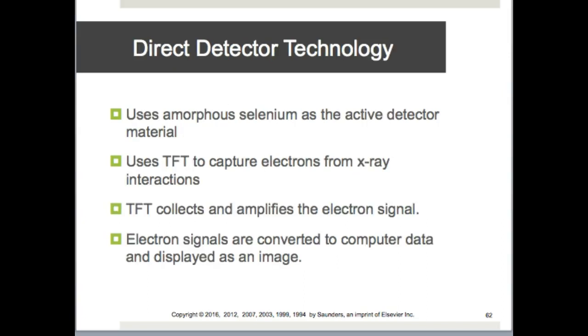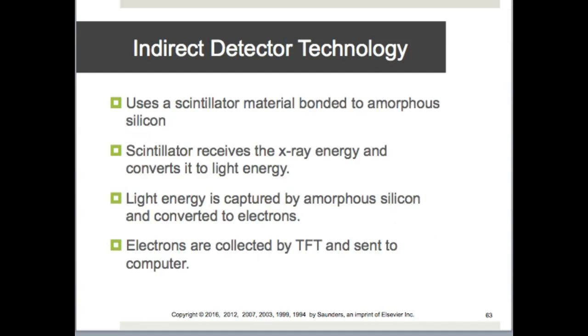All right, direct detector technology uses amorphous selenium as an active detector material, and uses the TFT to capture the electrons from the X-ray interactions. The TFT collects and amplifies the electronic signal. The electronic signals are converted to computer data and are displayed as an image.